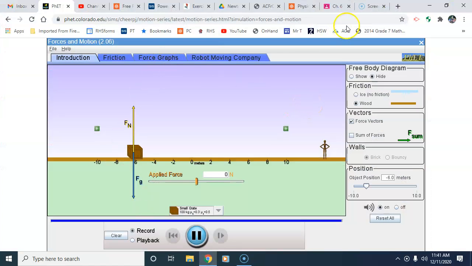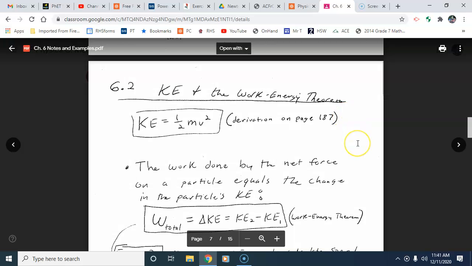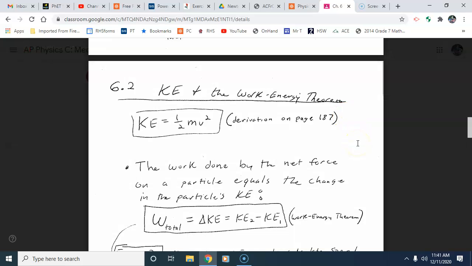Hi, hello everybody. We are going to continue on in chapter 6 today with kinetic energy and the work-energy theorem. We mentioned kinetic energy very briefly in section 1. I'm just going to have a bigger focus here. And in chapter 7 we'll learn a lot about other kinds of energies as well.